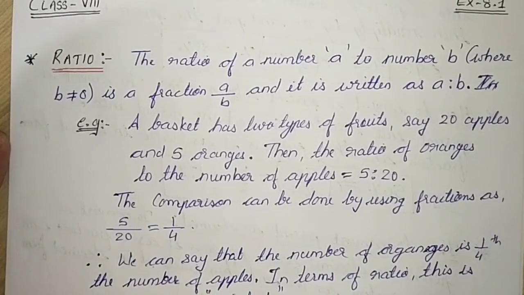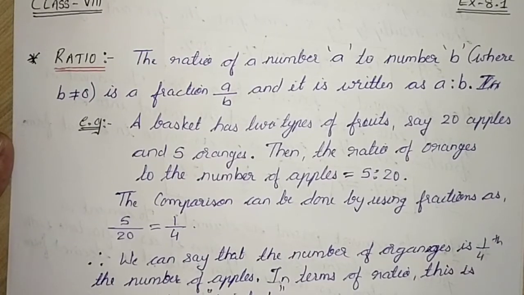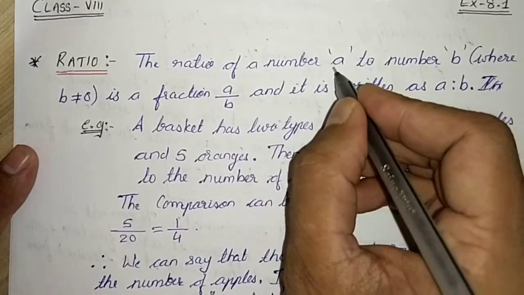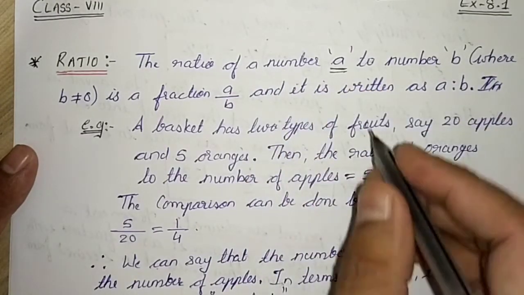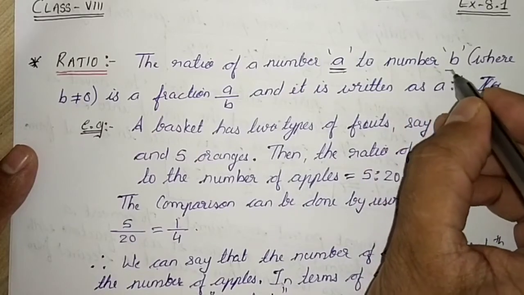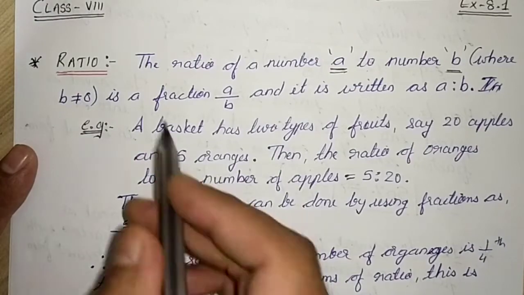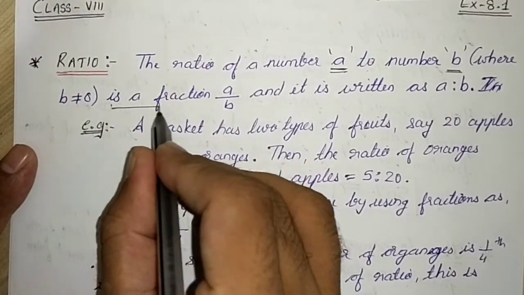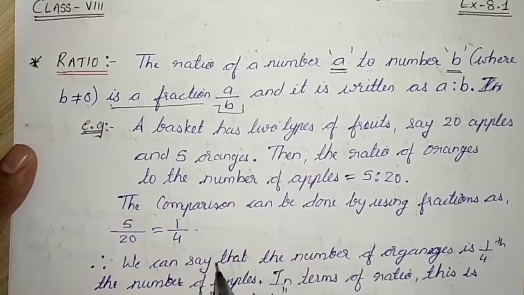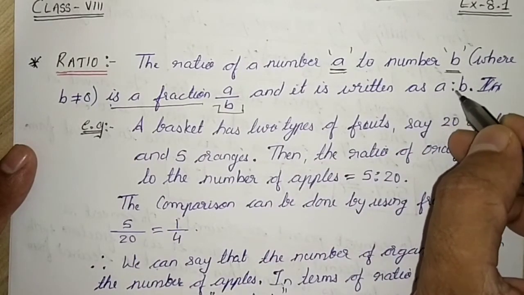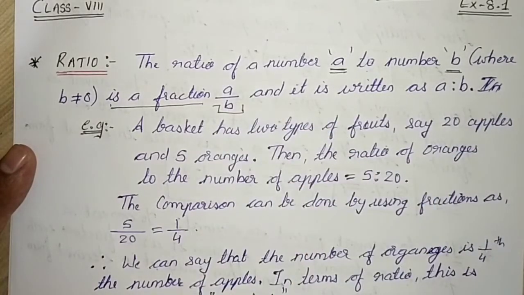First of all, what is ratio? We have already studied that in 7th standard, but let us repeat it again. The ratio of a number A to a number B, where B is not equal to 0, is a fraction which can be written in fraction form as A is to B. That is called ratio.